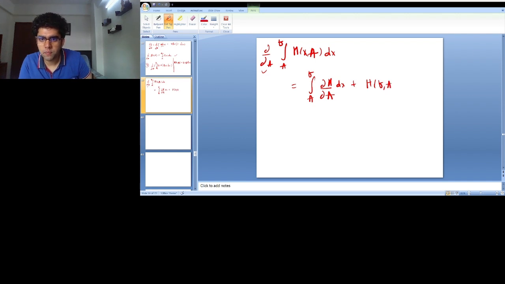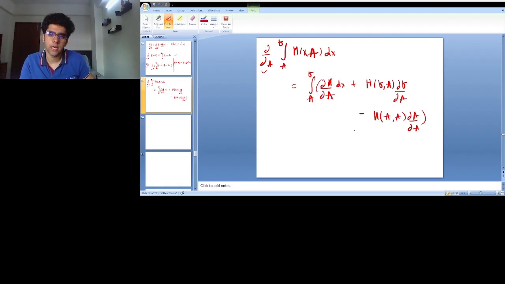So this becomes h(b, a), del h by del a, plus h(b, a) del b by del a, negative. Now substitute the lower limit, h(a, a) del a by del a. So find the integral of this whole expression.